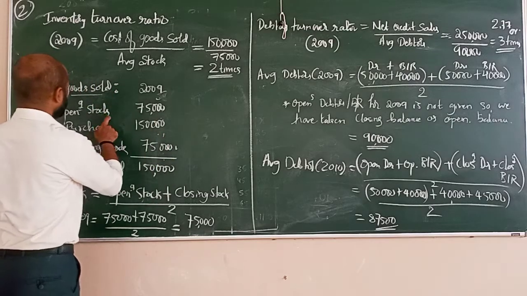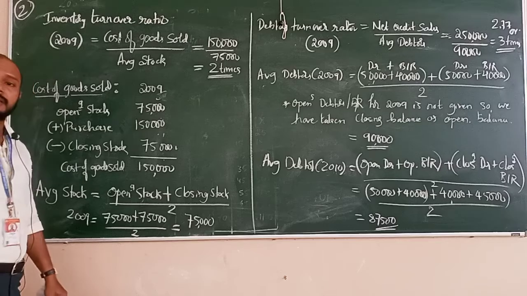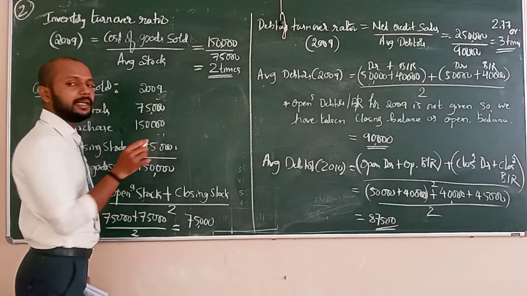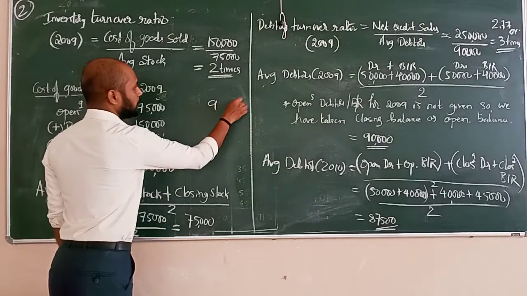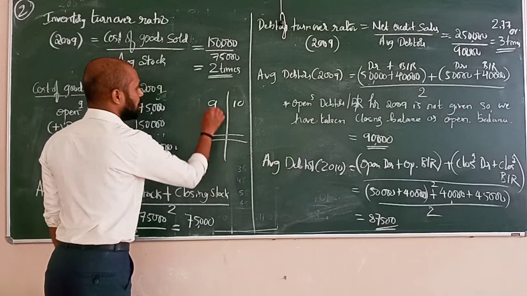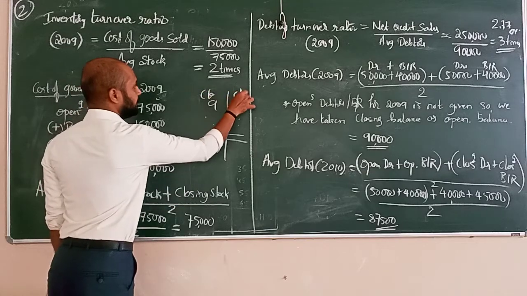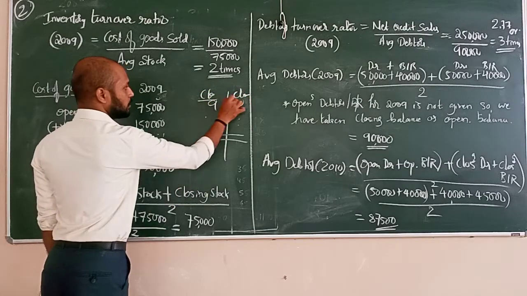For the calculation of cost of goods sold, what does the formula say? Opening stock, right? So for 2009 there is no opening stock, right? 2009 and 2010 balance sheet items they have given. Out of the balances they have given, these are closing balances for two different years. So the balance sheet includes closing balances.